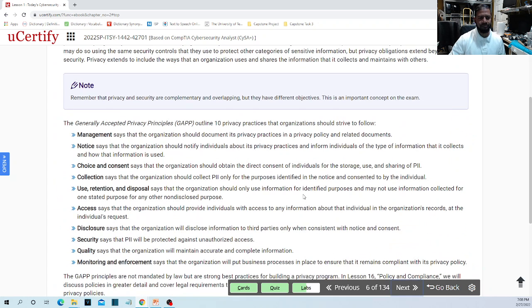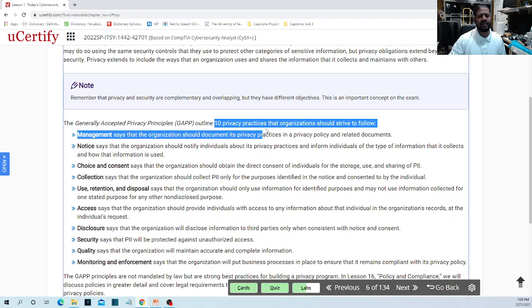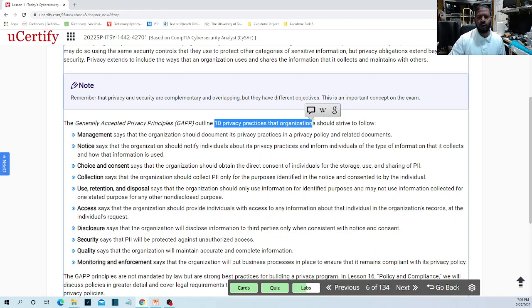What are the 10 privacy practices that organizations typically follow? One is management. This point says that there should be a clear policy regarding the practices this organization follows regarding privacy, the privacy of your data. So that policy should be clearly stated. It is the job of the management.